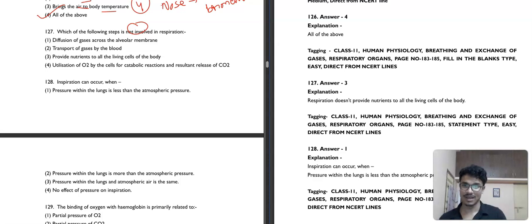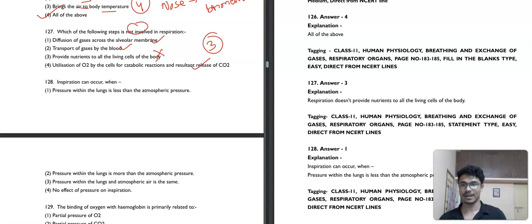What do you think? Diffusion of gases across the alveolar membrane, it does occur. Transport of gases, it does occur. Providing nutrients to all of the living cells of the body is not involved with respiration. It is digestion, right? So utilization of O2 by the cells for catabolic reaction and resultant release of CO2 is also right. So the third option is our correct answer.